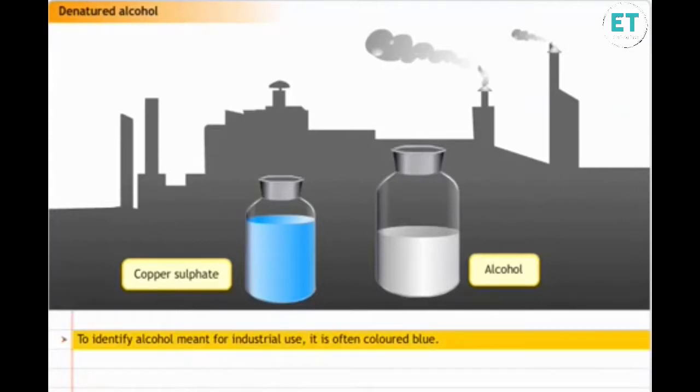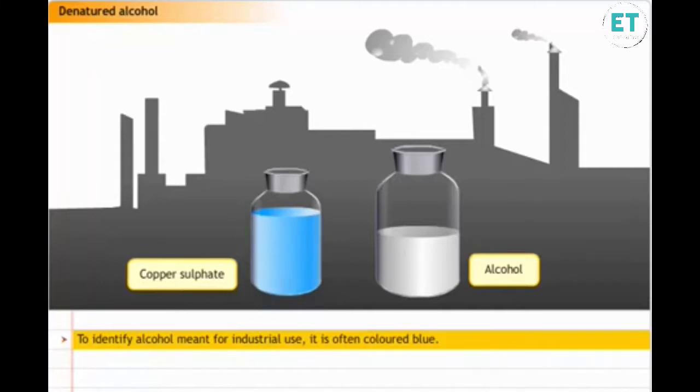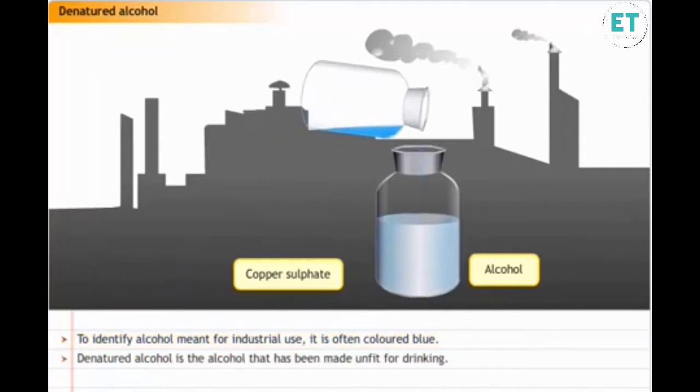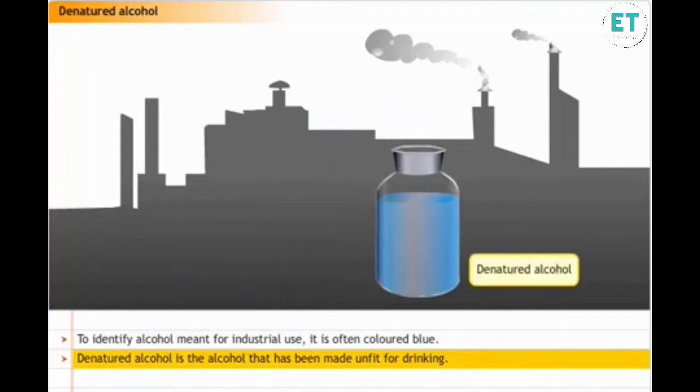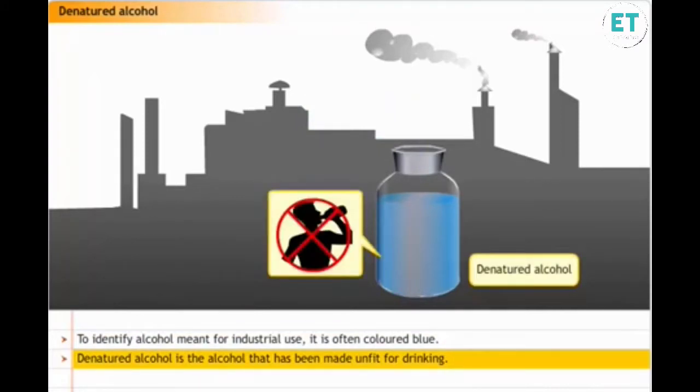To identify alcohol meant for industrial use, it is often colored blue by adding substances like copper sulfate. Clearly identifiable alcohol that has been made unfit for drinking is called denatured alcohol. The word denatured implies the removal of its usefulness as a beverage.